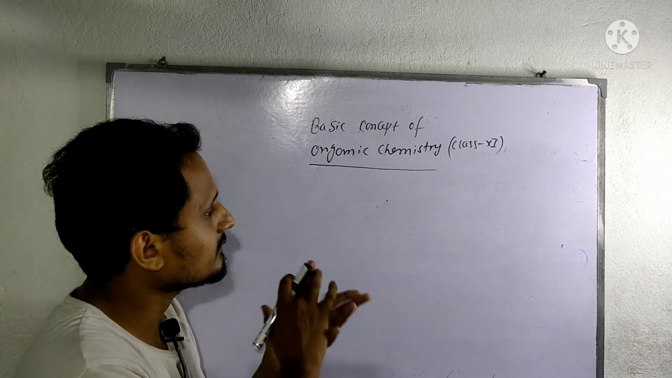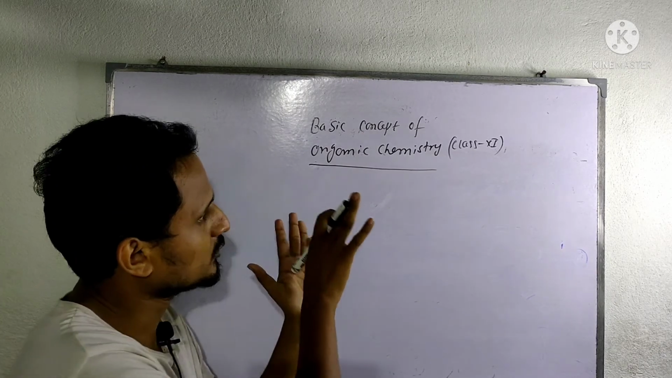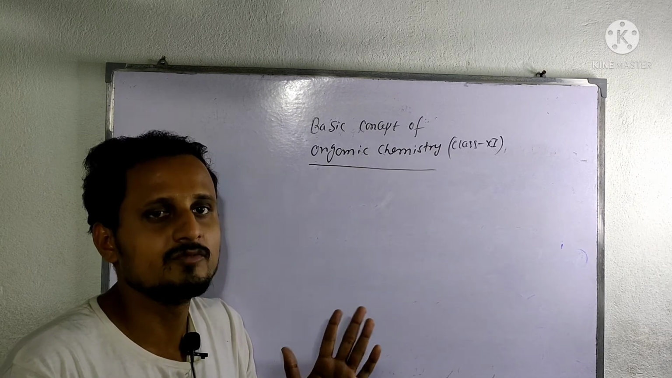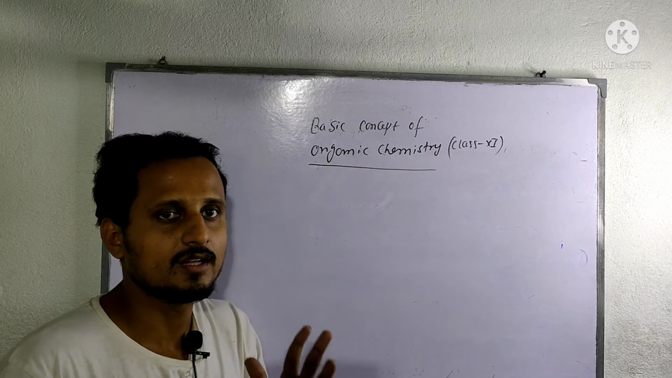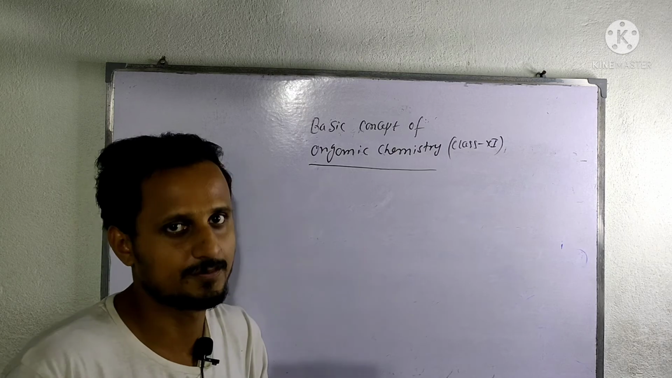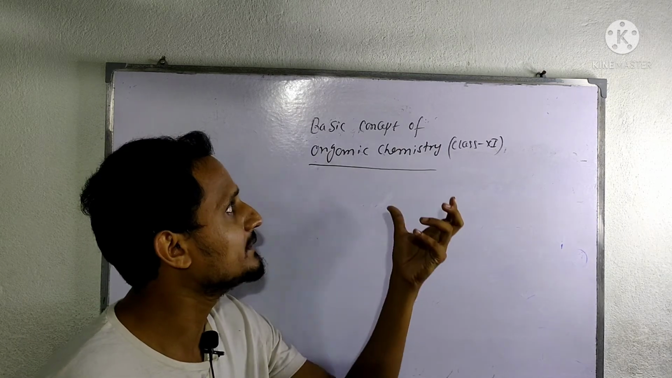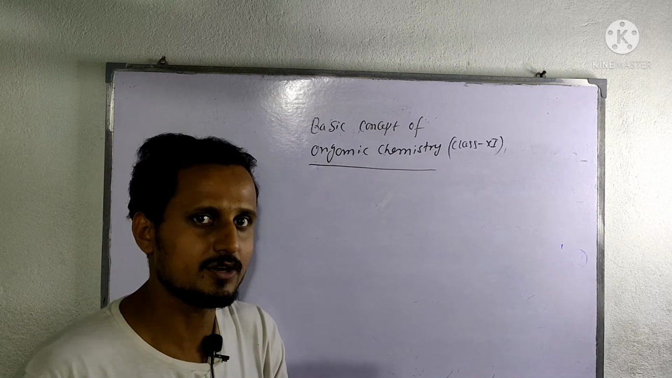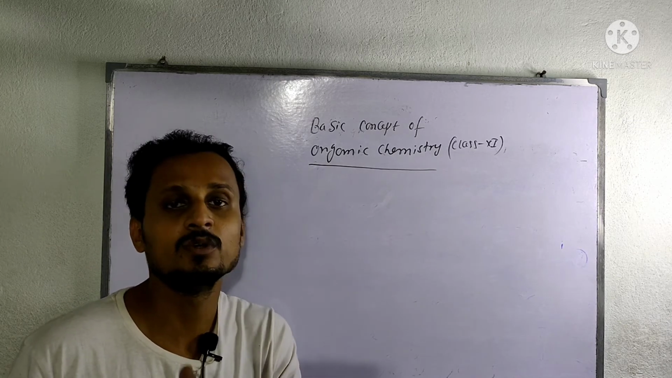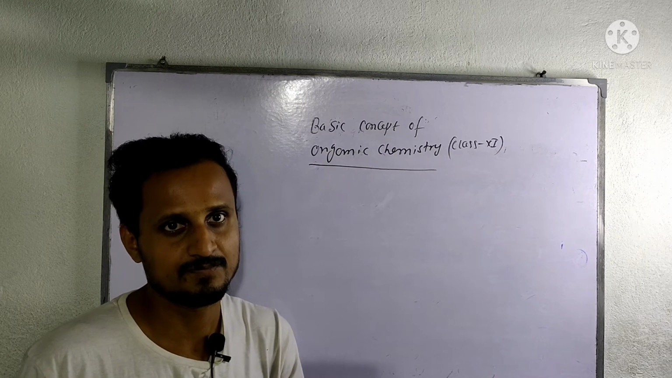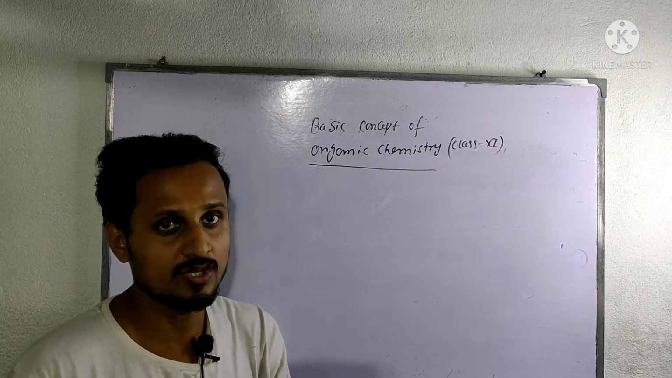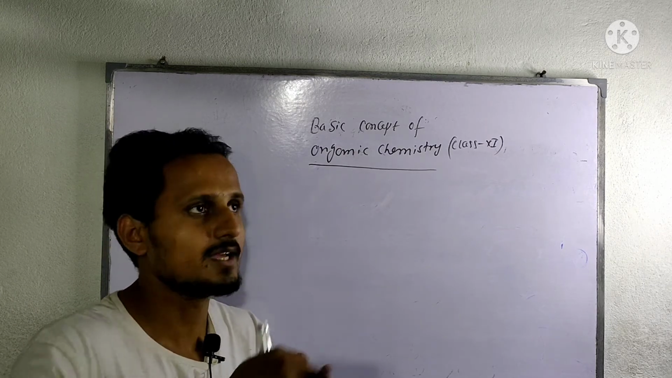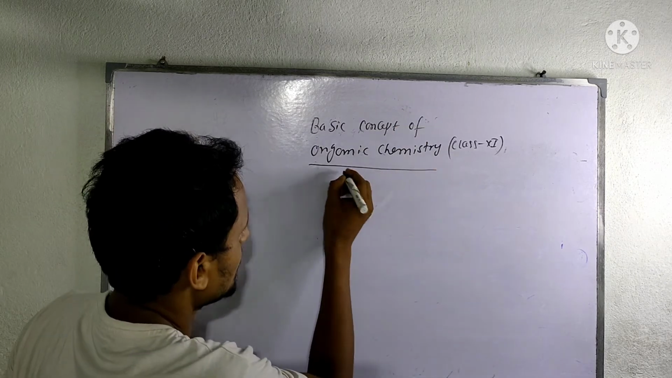Now to go in deep into this chapter, before that I will tell you about carbon, because carbon is the main element of organic chemistry. So we have to learn the properties of carbon. What are the behaviors carbon can show? Those properties we have to learn. Okay, so let's start from carbon.